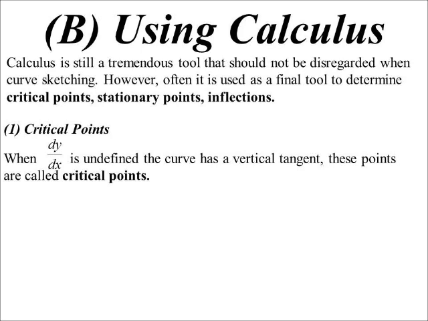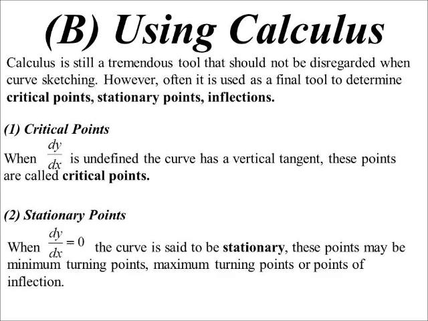Technically, yes, it is a critical point, but when we use the term critical point, we're usually talking about when the derivative is undefined. And so we'll probably get a vertical tangent at that particular point. Stationary points are still technically critical points, but they're the ones where the derivative equals 0, and we get a horizontal tangent. So your two types of critical points: vertical tangents and horizontal tangents.